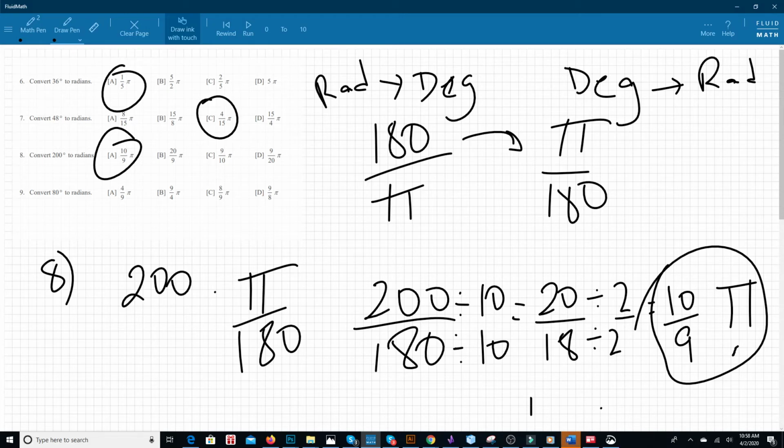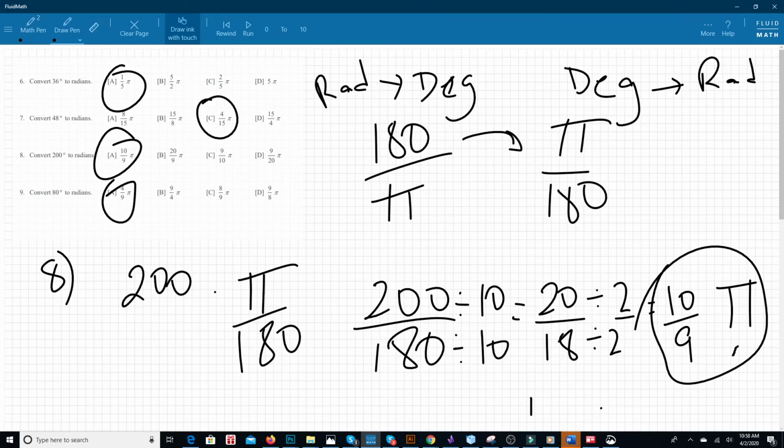It's 80 over 180, right? 80 over 180. Again, that's another one that 10 can go into both of these, right? Then that gives you what? 8 over 18. And then you have 2. So the answer would just be 4 over 9. You do that mentally, guys.